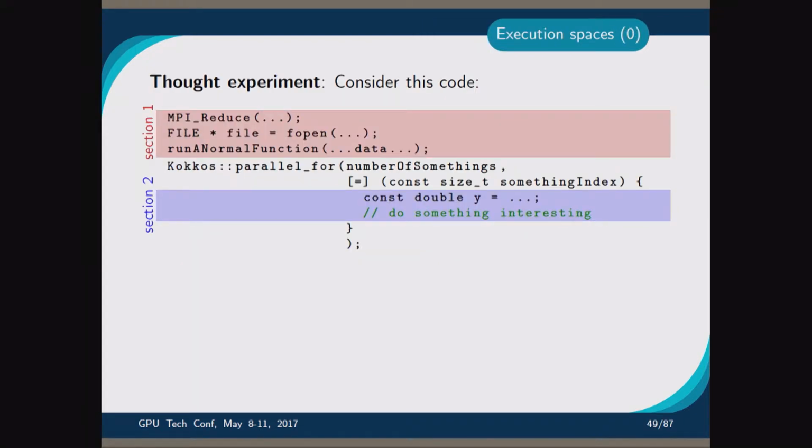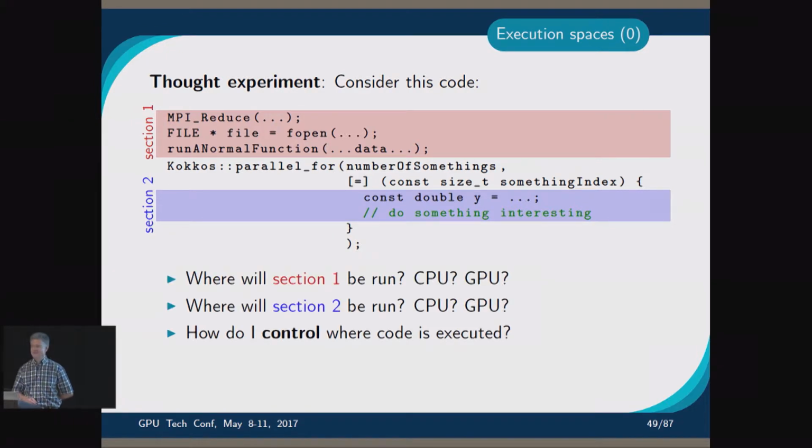Okay, so a little thought experiment. We have 2 pieces of code here. This one, we'll start with this one, section 2, is inside of a Kokkos pattern. This one is outside of a Kokkos pattern. Okay? Given that hint, where does this code run? Oh, come on. Yes, thank you. Okay. Now, where does this code run?